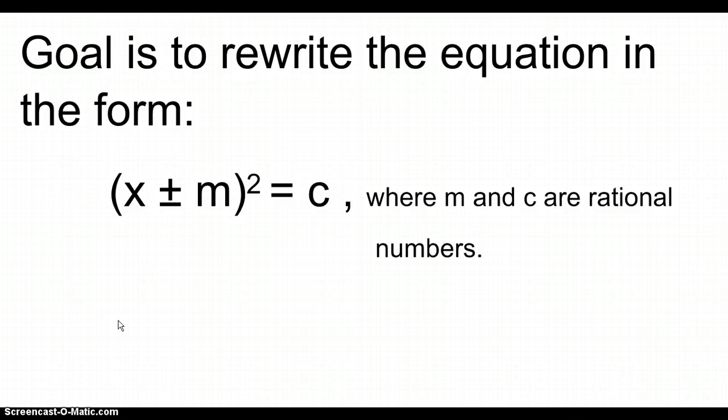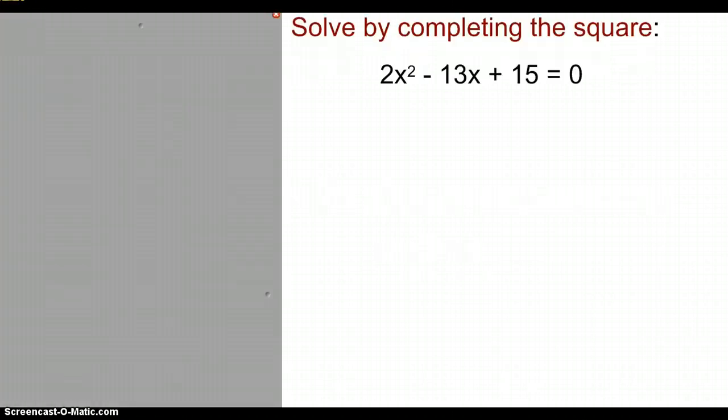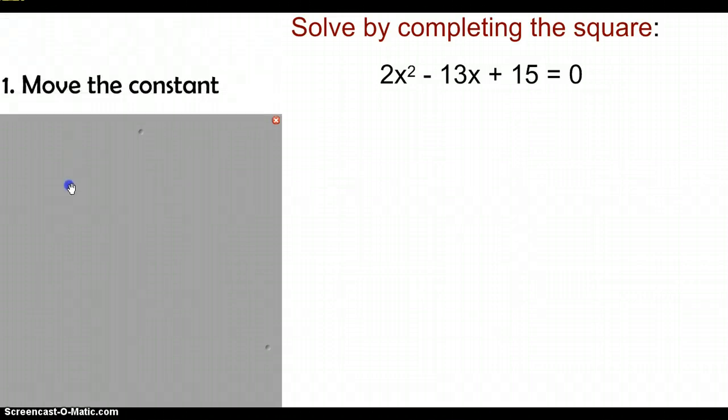So we're going to go through two examples today. Solve by completing the square for 2x squared minus 13x plus 15 equals 0. We're going to follow 6 different steps. Our step 1 is going to be to move the constant. Right now our constant is 15, so we want to move 15 to the other side by subtracting 15.